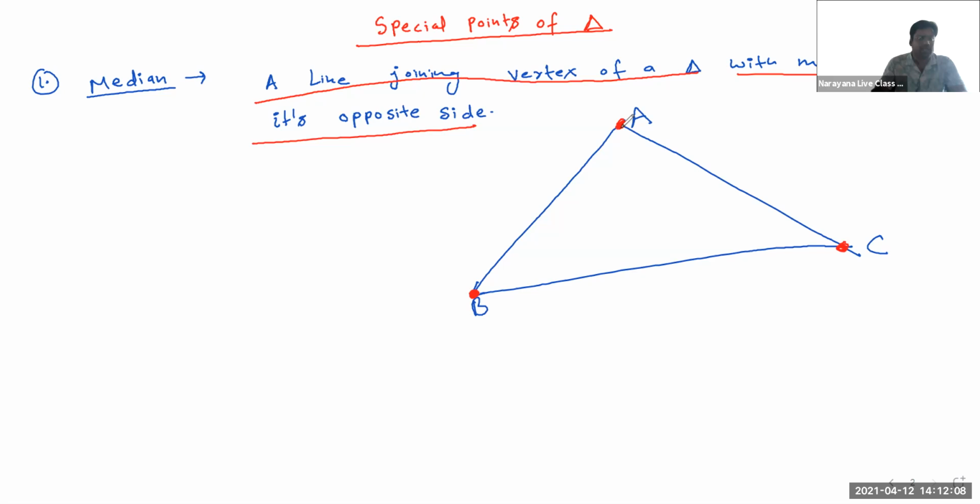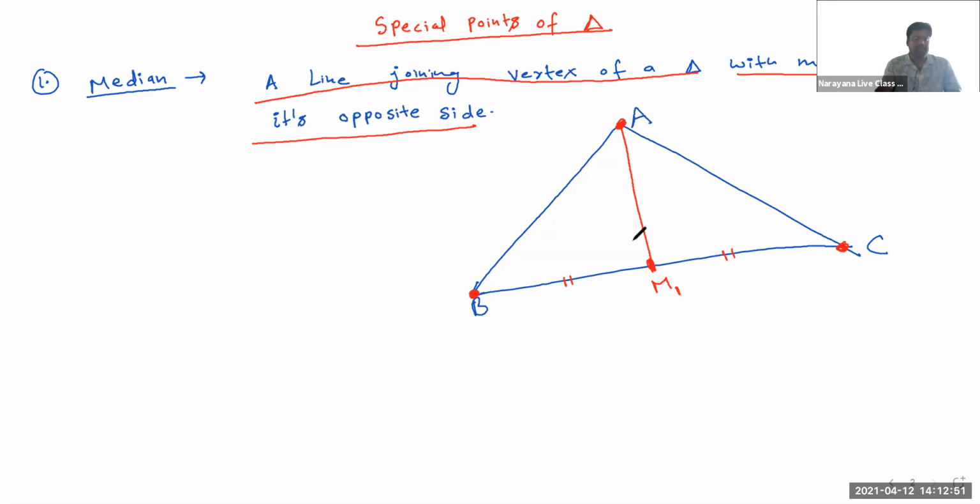So if you join A with the midpoint of the opposite side BC, let's take M1 as the midpoint of BC. So M1 will bisect BC, so BM1 is equal to M1C. If you join the vertex A with the midpoint of the opposite side BC, then the line segment obtained, which is AM1, is a median through vertex A.